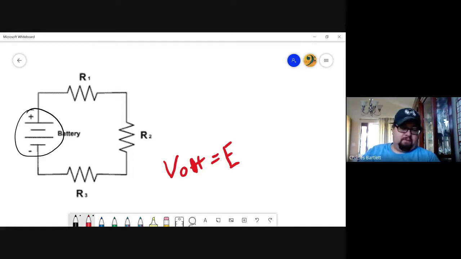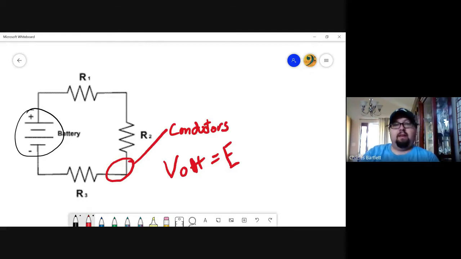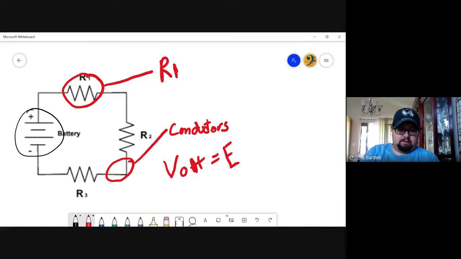What is another very important element in this circuit? Well, you got the wire, and we call that conductors. And then we have our resistance, right? And in this case, that's R1. And I always dot my 1 like that. It's an old habit. And that is measured in ohms, right? So the little upside down horseshoe.